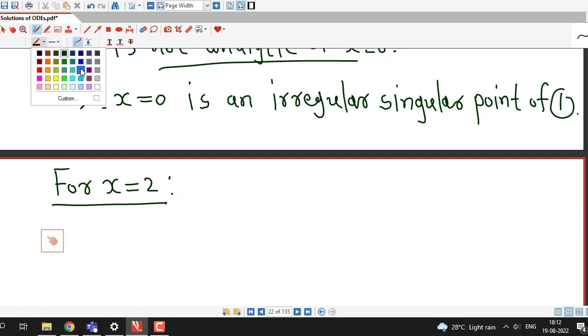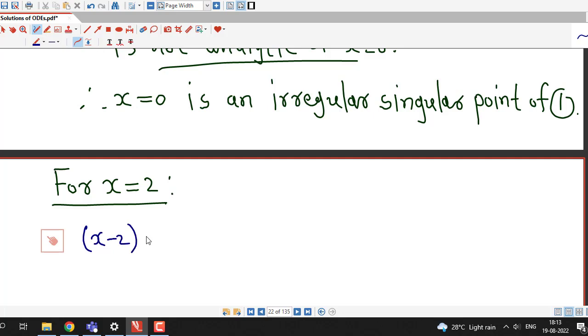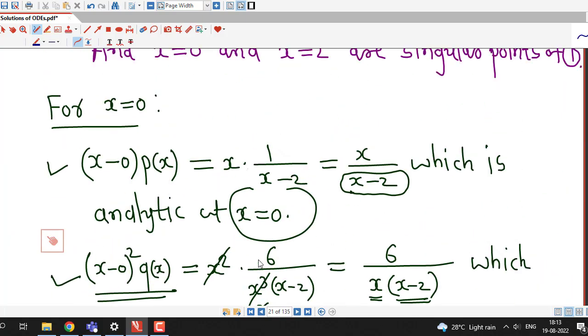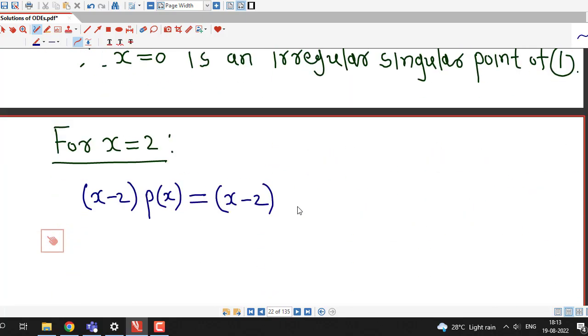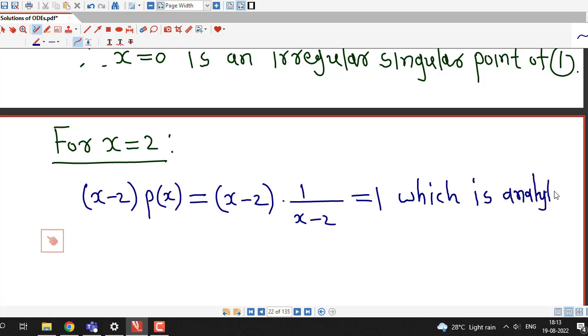So same thing, we have to decide for x equal to 2. We have to decide whether (x minus 2) into p(x) and (x minus 2) square into q(x) are analytic at x equal to 2 or not. Value of p(x) is 1 over x minus 2. So we have 1 here, and 1 is a constant function. It is analytic at every point. Therefore it is analytic at x equal to 2.